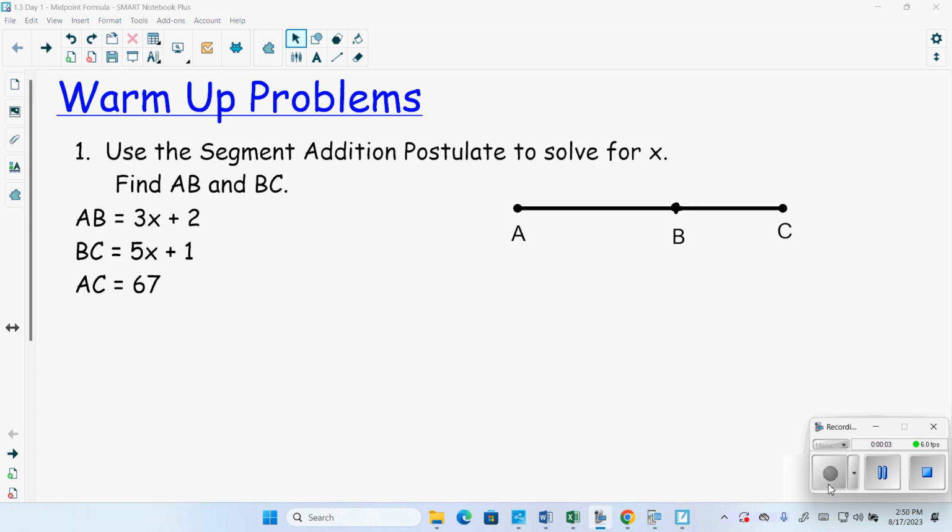Welcome back. Hononegah, Geometry, Section 1.3, Day 1. Today we're going to talk about the midpoint formula, but before we get into that, let's do a couple warm-up exercises from Section 1.1 and Section 1.2.